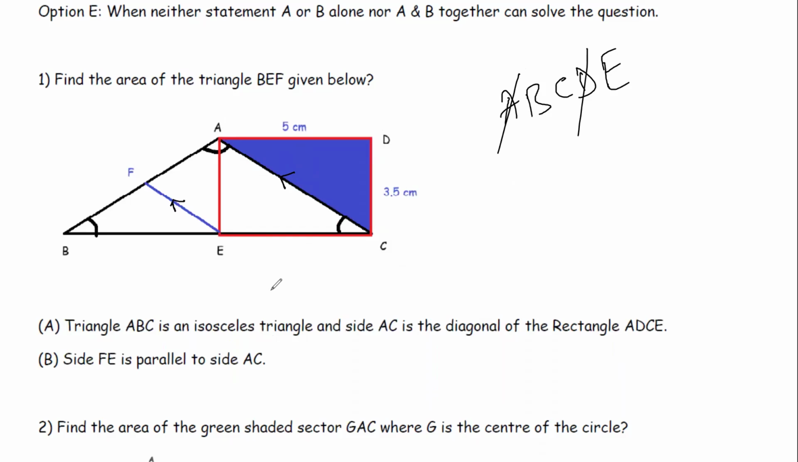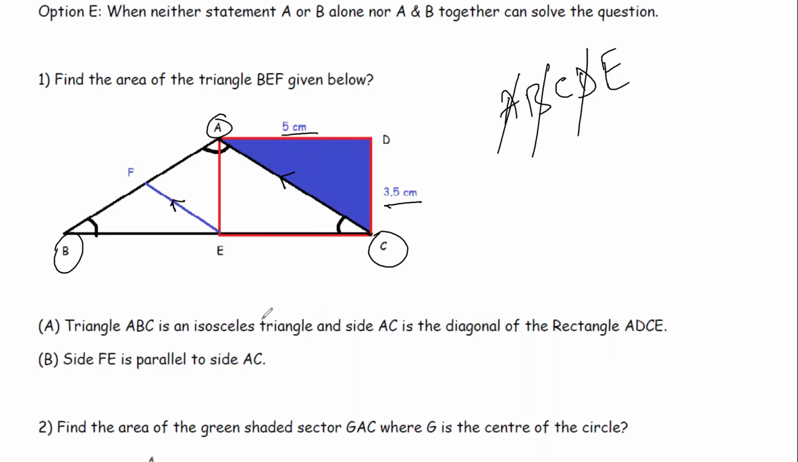using the second statement, we can see that AC is the diagonal. We can see that this is a rectangle, 5 centimeters, 3.5 centimeters, correct? But we don't know that this ABC is an isosceles triangle. We don't know that, correct? And because of that, we cannot solve this question. So B is out.